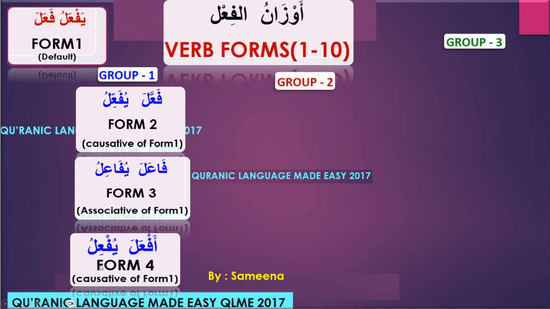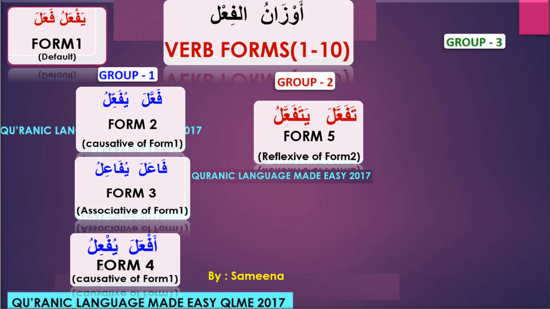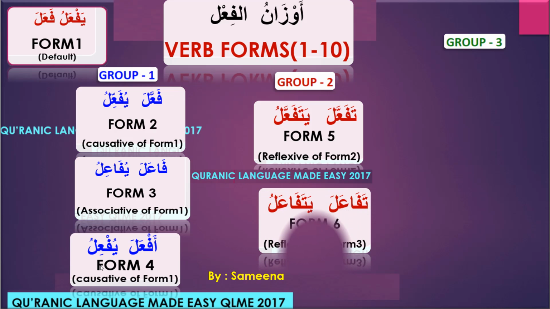The next group is the ta fatha family. Here we have form 5, the reflexive of form 2, tafa'ala yatafa'alu. Then we have form 6, the reflexive of form 3, tafa'ala yatafa'alu. Notice that here all the madi starts with a ta, tafa'ala. And the mudari starts with a ya with a fatha and an a sound in between and ends with an u sound. Yatafa'alu. And this is group 2.